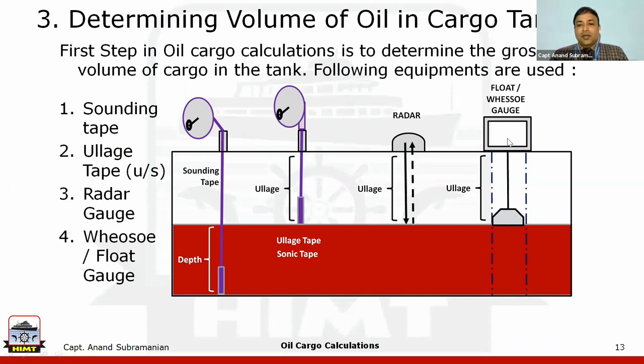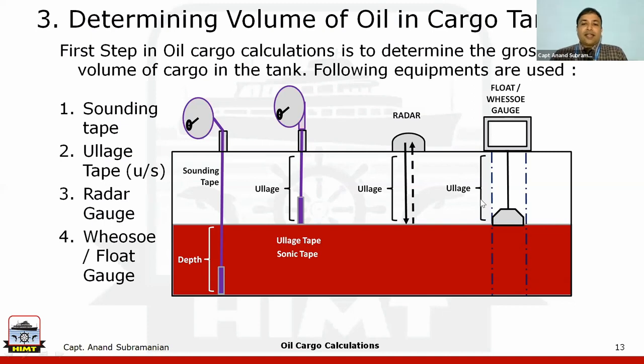And in this gauge, there's a meter inside which maintains a constant tension in the spring. So as soon as it touches, it maintains a constant spring tension. We come to know where it is when it has touched the surface of the oil, and that again gives us the ullage.